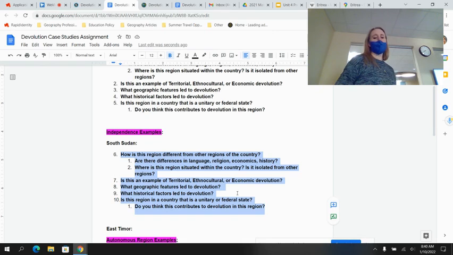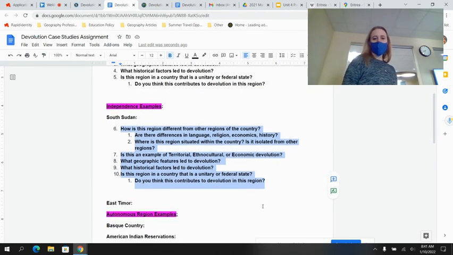What historical factors led to devolution? Oftentimes, particularly in regions that were colonies, colonialism is very much a factor in devolutionary pressures. As we take a look at boundaries and boundary creation and superimposed boundaries, oftentimes those superimposed boundaries lead to devolutionary pressures. They lead to regions within countries that want to secede. And then, is this region a unitary or a federal state? Do you think that contributes to devolution within the region? Why or why not?